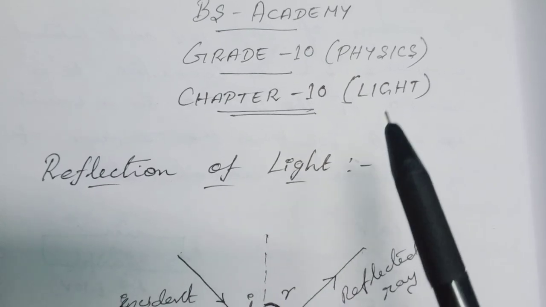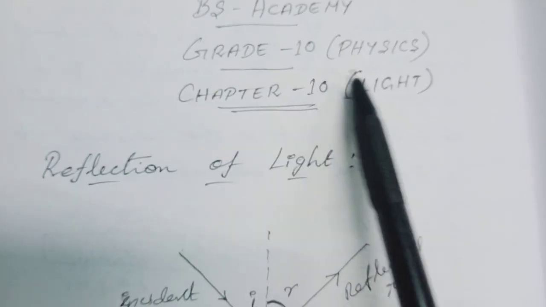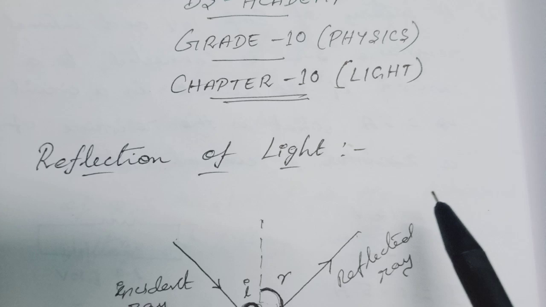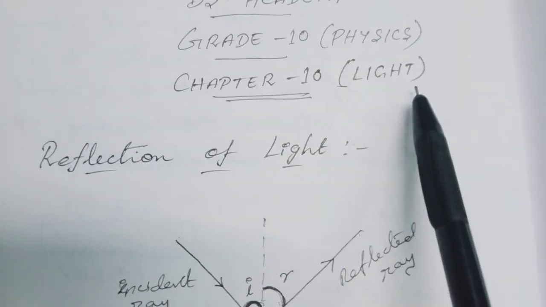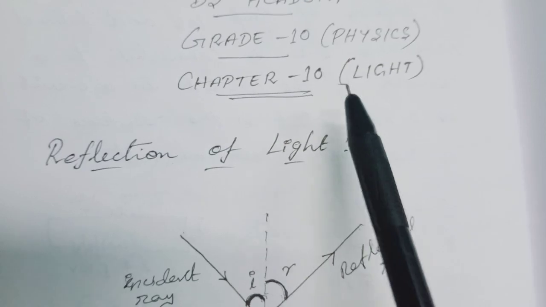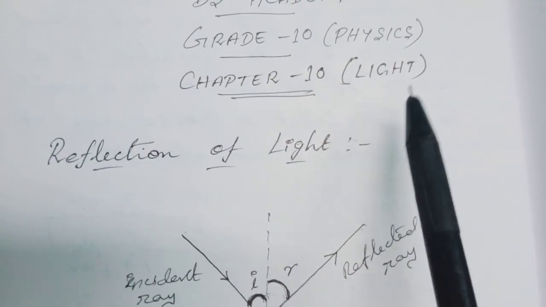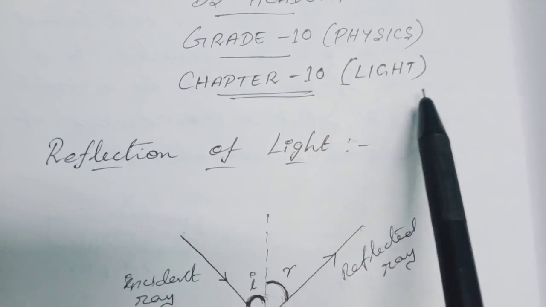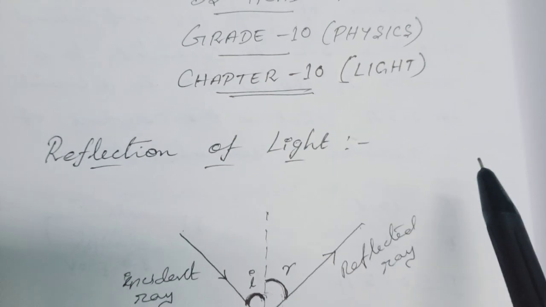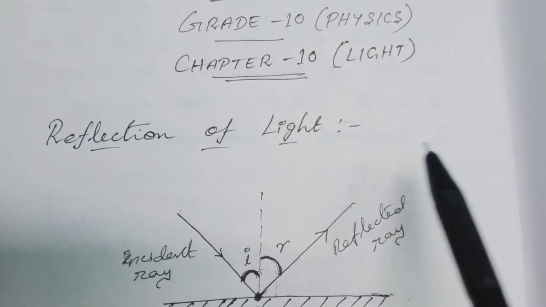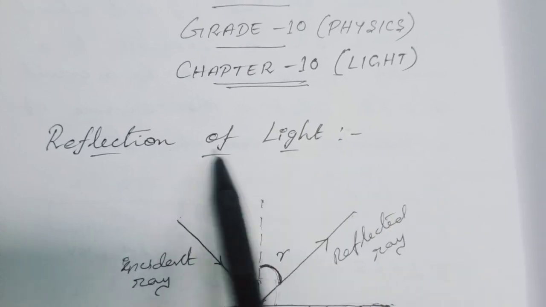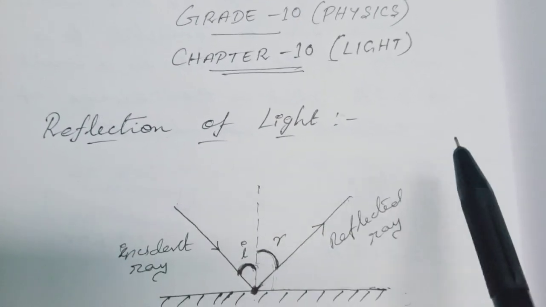In this video we are going to discuss grade 10 physics, chapter 10: Light, Reflection and Refraction. In this chapter, half of the lesson is about reflection of light and the remaining part is about refraction of light. So first of all, we are going to discuss what is reflection of light.